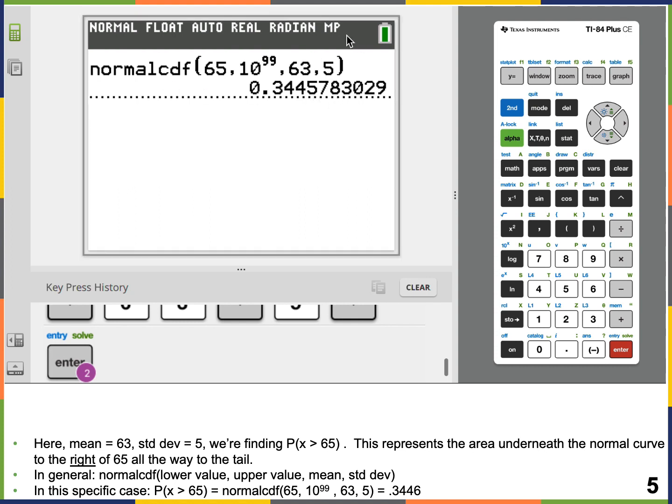What this represents is the area underneath the curve of the normal distribution, where the mean is 63 and you're going from 65 to the right end of the tail. If you look at a picture, it's going from left to right. Your lower bound will be on the left and your upper bound will be on the right.